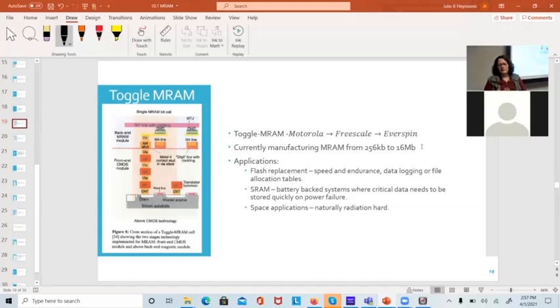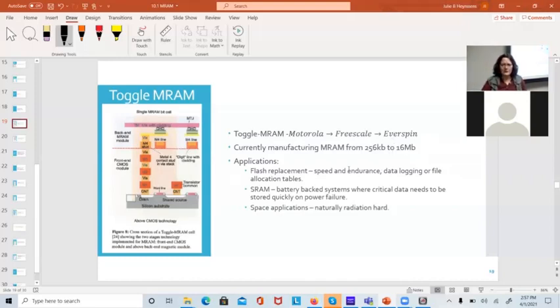Applications, a flash replacement. It has higher speed than flash, and it has higher endurance than flash. It doesn't break down as much. So if I'm doing data logging and I want the data in there really quickly, and I can't have it be volatile, file allocation tables, anything that I want that's really reliable, but I can't store a huge amount of data, only 16 megabits.